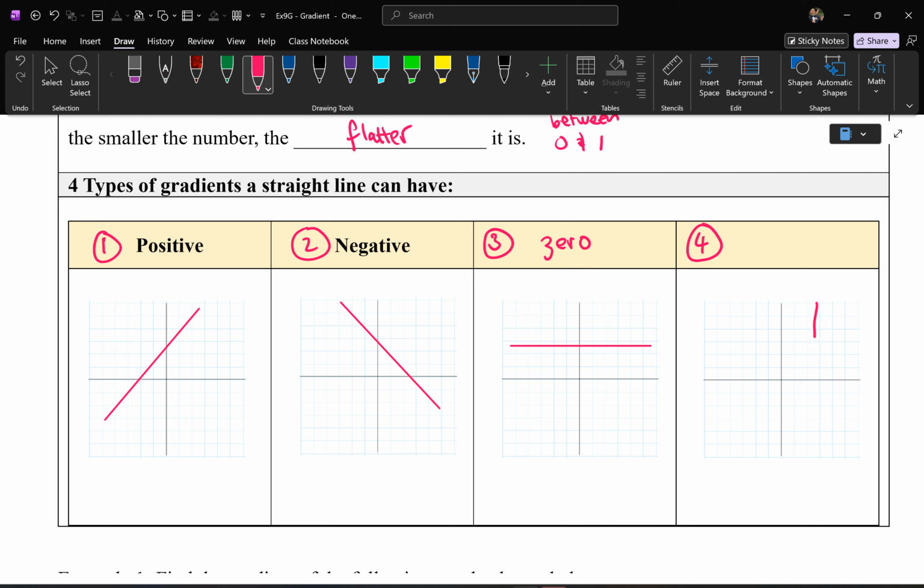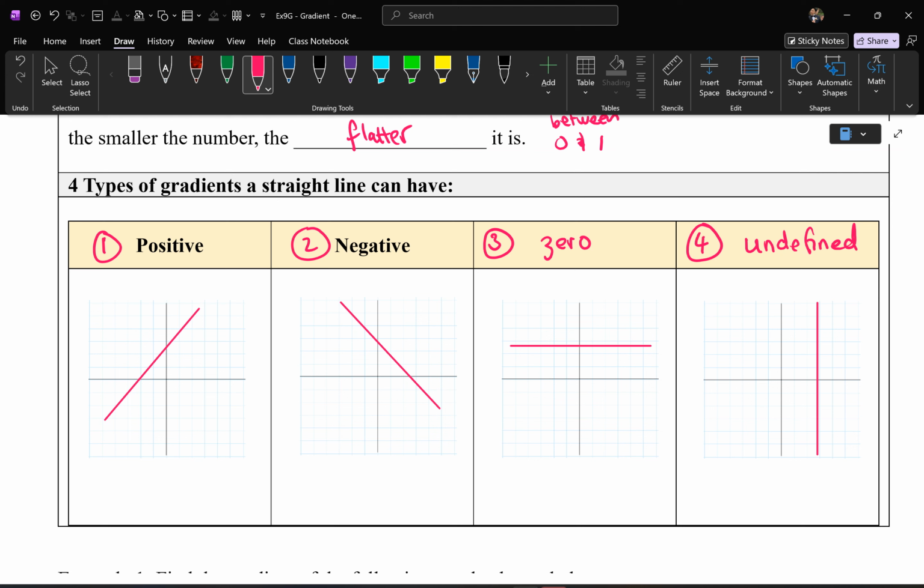And the last one, if I can have a horizontal line, then I can also have a vertical line. So the last one is called a vertical line, which is a gradient that is called undefined. Technically, the way I explain to my students is I say it's impossible. You see, one way is it's positive effort to go uphill. It's less effort, which is negative, to go downhill. 0 effort to walk on a flat ground. But it's impossible to go up vertically unless you can fly. Right? So, instead of saying impossible, it's undefined.